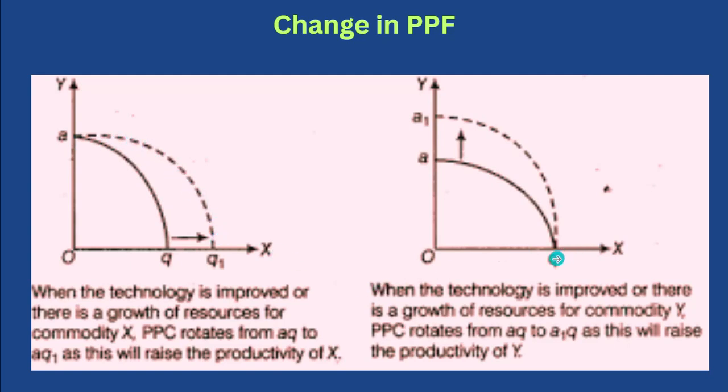And here, you are not increasing the production of robot, it's the same. The wheat production you are increasing here. Look, it's shifting from here to here. It's called complete rotation. You are not increasing the production of robot, you are increasing the production of wheat. So it's completely rotating here. That is called rotation of PPC.